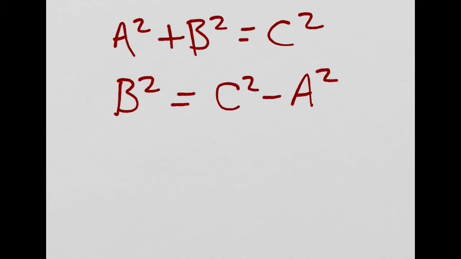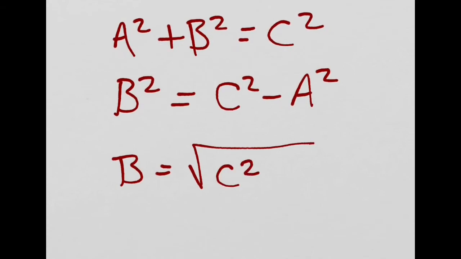And then, just like we need to get rid of this little guy here, that 2, we're going to have to square root this side. Whatever we do on this side, we have to do on the other side, so we'll square root that side. So in order to solve for B, it looks like this. B is equal to the square root of C squared minus A squared.